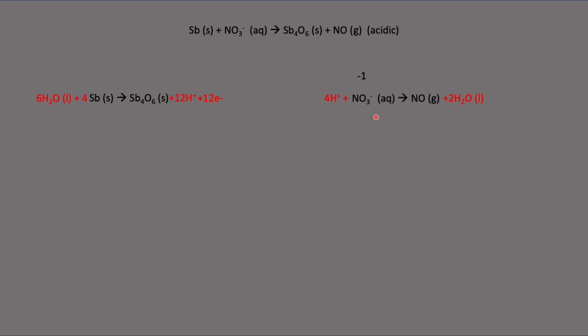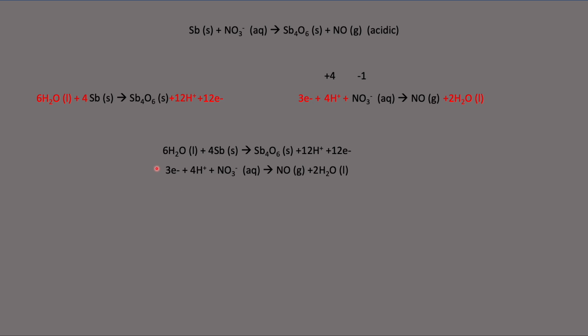Let's pay attention to our charges once again. We have -1 here. We have +4. And we're neutral on this side. So this is an overall charge of +3. So we need to make this side neutral to match this side. We're going to add 3 electrons over here. And we're good to go.